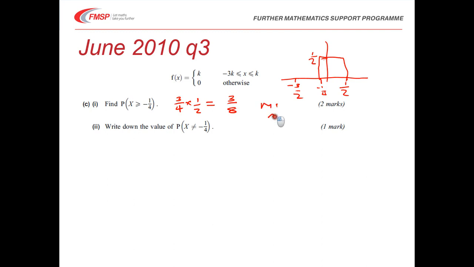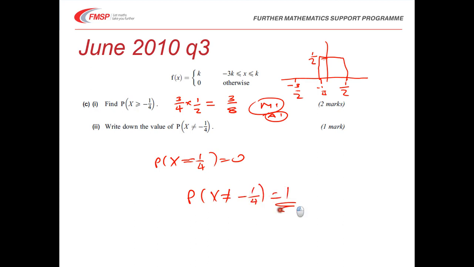So that's M1A1 for recognising that. And then writing down the value that x is not equal to minus a quarter. Well, what I do know is the probability that x equals minus a quarter is 0 because it's continuous. So therefore, the probability that it doesn't equal minus a quarter, therefore, must be equal to 1. And you get a B mark for that.